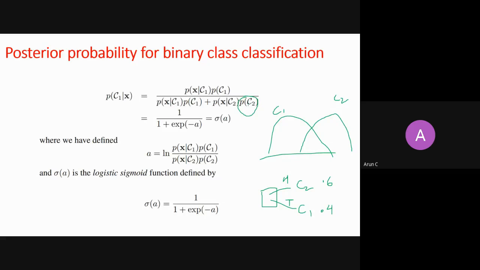Once I choose a class, I need to find the probability of choosing an X from that class. For example, if this is my X, and I choose class C2 with 60% probability, then what is the probability of seeing X from C2? Anybody? What is the probability as per this diagram? What is the probability of seeing X from class C2? Zero. Very nice. Almost zero, because there is very little chance.